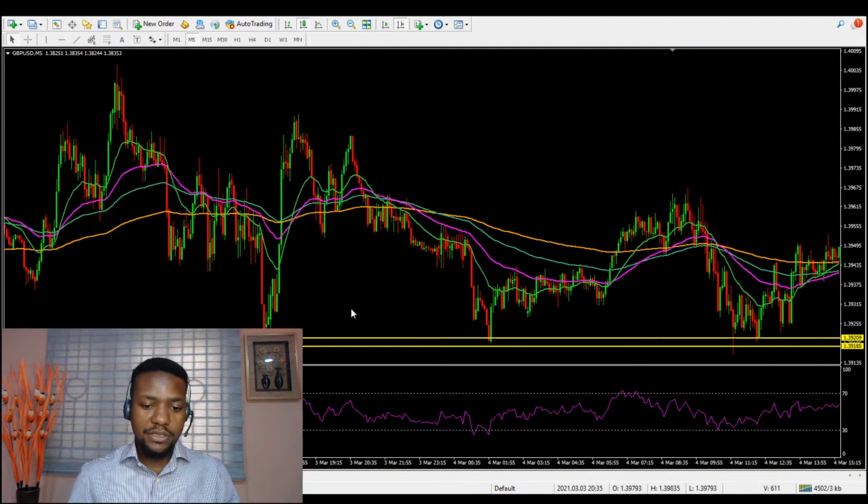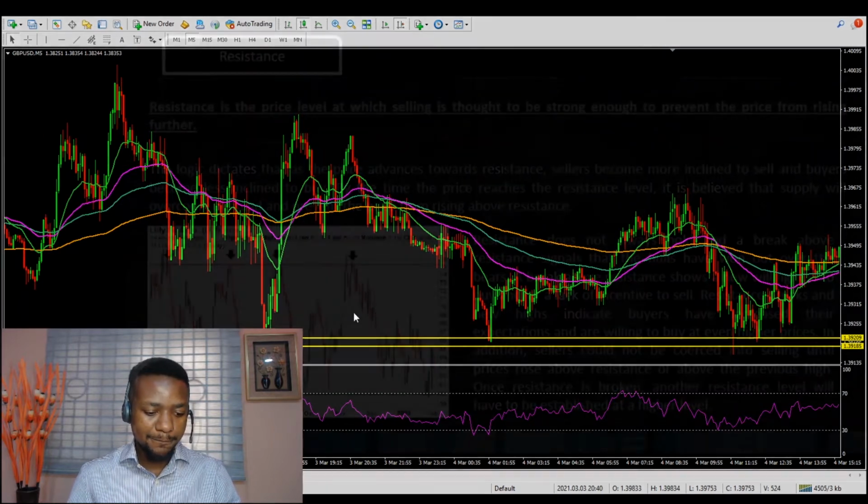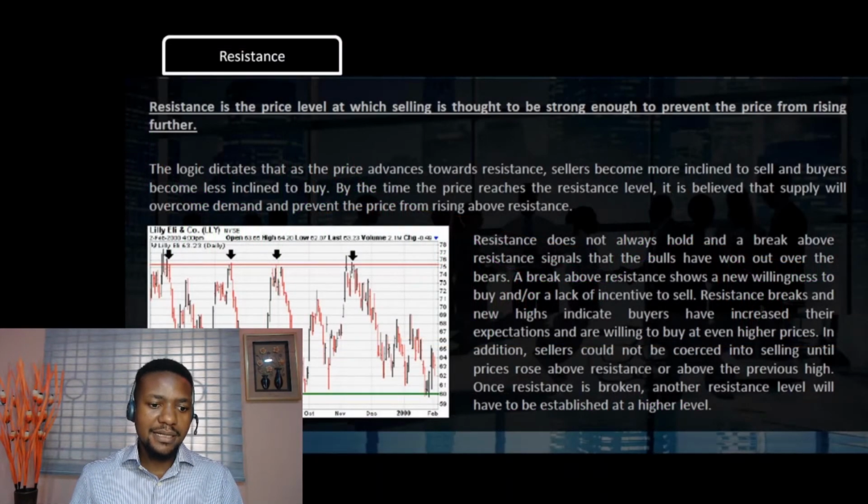Now let me show you what resistance line looks like. The logic dictates that as price advances towards resistance, sellers become more inclined to sell and buyers become less inclined to buy. And by the time price reaches the resistance level, it is believed that supply will overcome demand and prevent price from rising above resistance, which is just the opposite of support line.